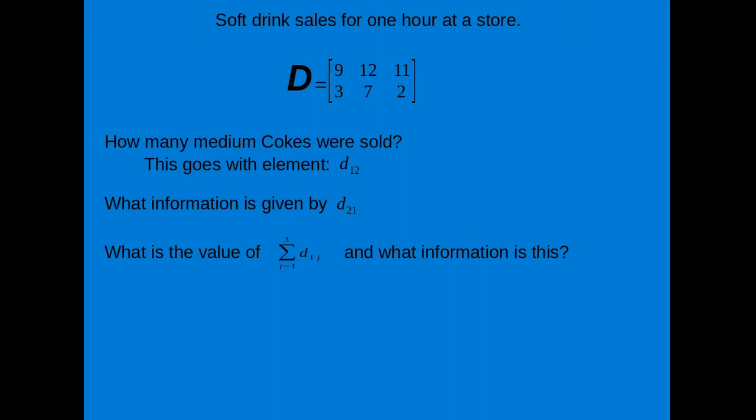So here we have some sigma notation. What is the value of the sum as j goes from 1 to 3, d sub 1j? Well, this would be summing the 3 values across row 1. So it would be 9 plus 12 plus 11. So that would be 32. And the information of this is the total number of Cokes sold for all 3 sizes in that 1 hour. 32 Cokes.